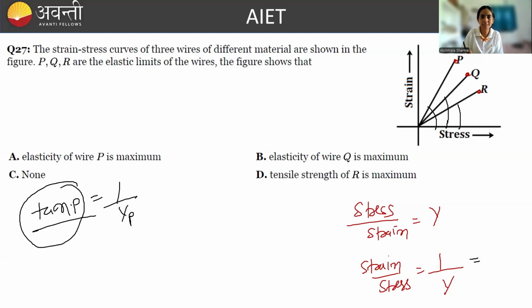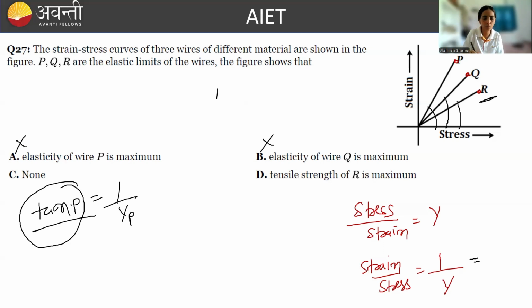Done. So is the elasticity of wire Q maximum? No, we cannot say the elasticity of R will be maximum, because for this the slope is minimum, and if the slope, that is tan, is minimum, Y will be maximum. Is the elasticity of wire P maximum? No, it's minimum. Okay. So A is not true, B is not true. Now let's see D, because C is none. Before that, we need to check D.